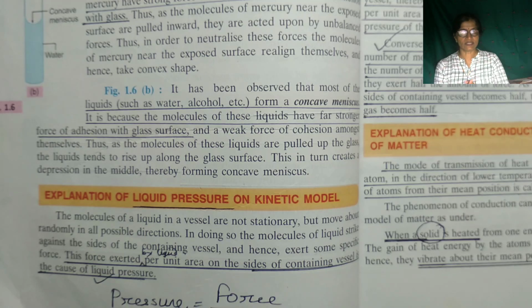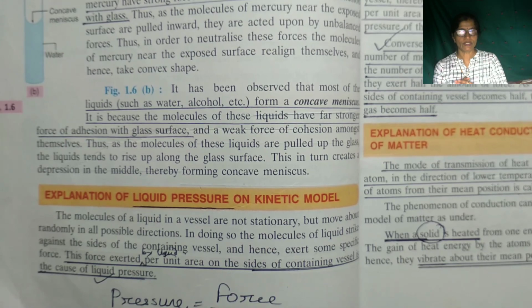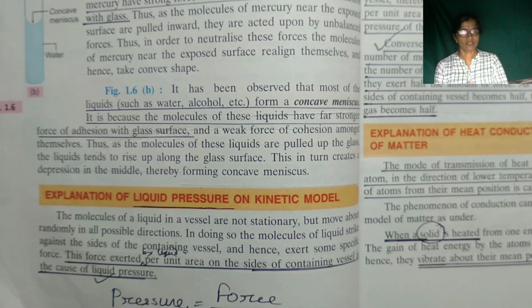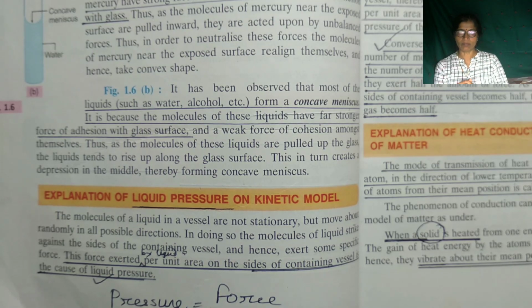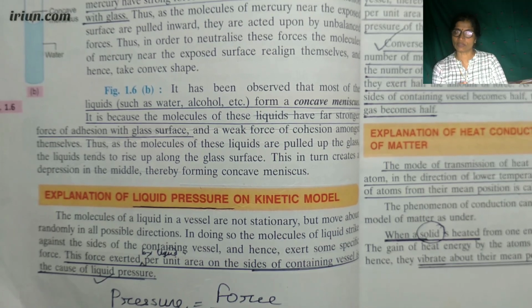Now the force exerted by these particles per unit area on the side of the containing vessel of the liquid is known as the liquid pressure. So the force exerted by the particles per unit area on the side of the containing vessel is known as the liquid pressure. If more particles strike per unit area, then the pressure will be more, and if fewer particles strike the wall of the containing vessel per unit area, then the pressure will be less, because pressure is equal to force by area.